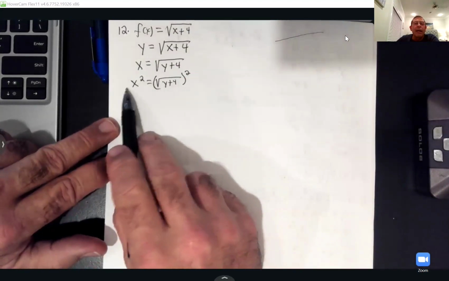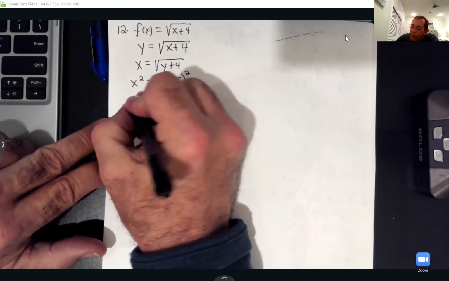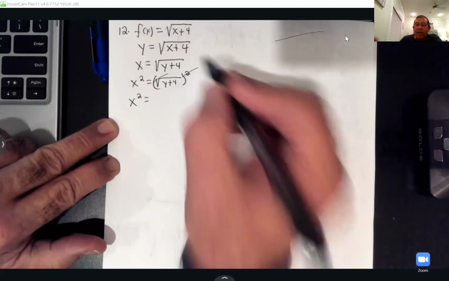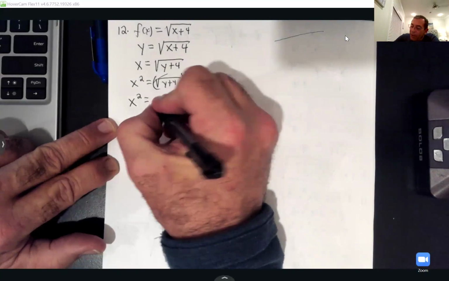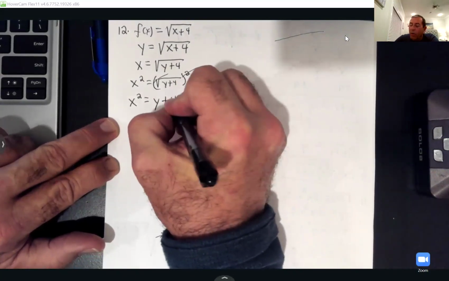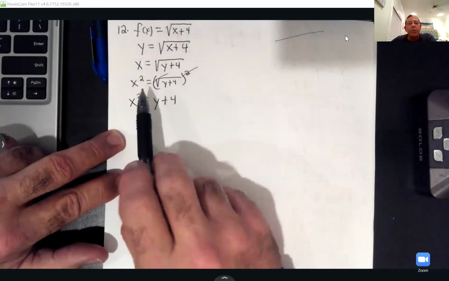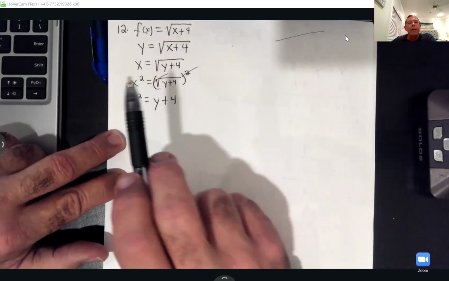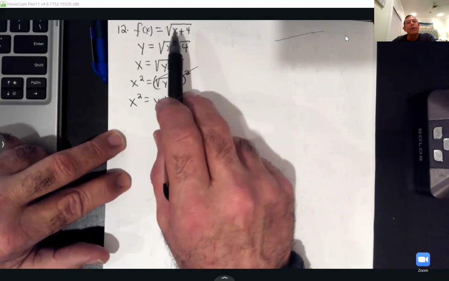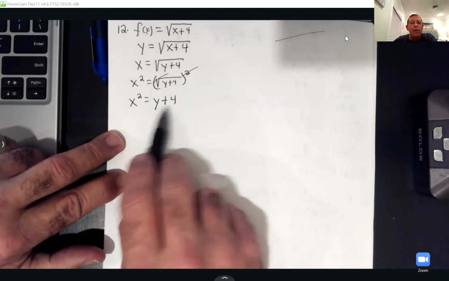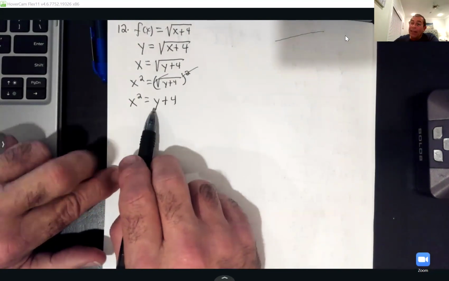So look here. Can't do nothing here. That's going to stay at x squared. But y'all here, that radical cancels with that exponent, leaving you a y plus 4. So remember, when you're doing inverses, if they got radicals, you're going to end up with squares. If you start with squares, you're going to get radicals, okay? Oh, we got one more move here, don't we? I got to get to y by itself.